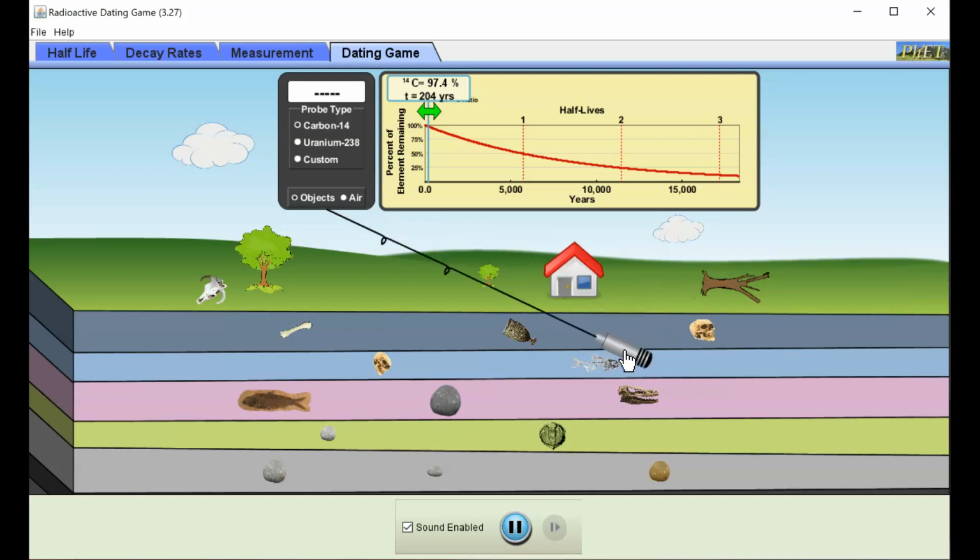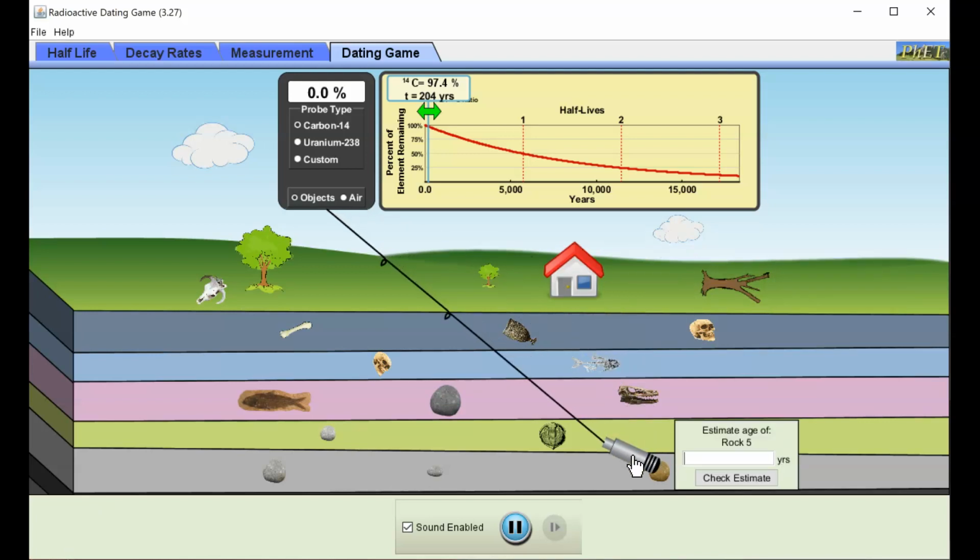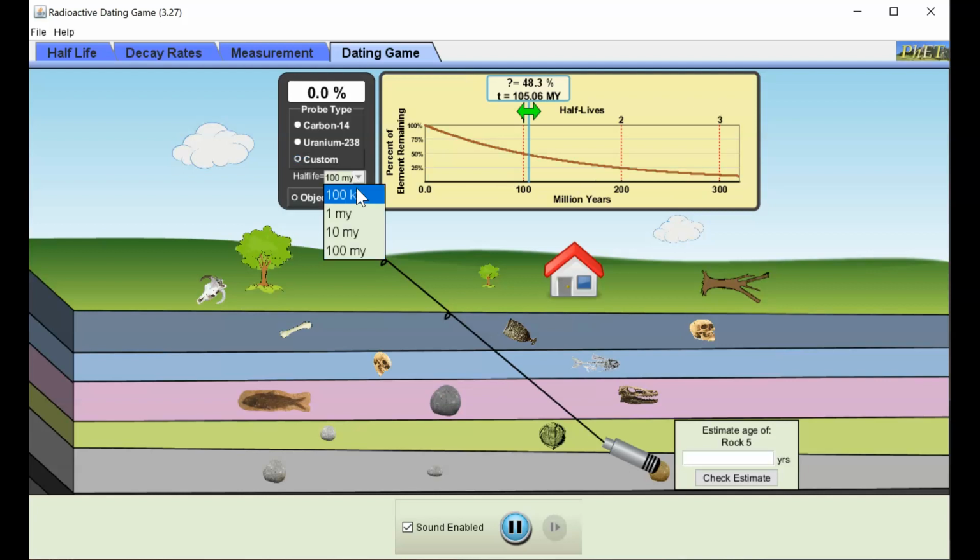If you go to measure a different object, like say I go to this rock down here, and I notice that the carbon-14 percentage is 0%, it either means that there's no carbon in that rock or that the rock is so old that all of the carbon-14 is now gone. And so that means you have to pick a different probe. You have to try uranium-238, or you can do a custom one. The custom ones don't have names, but you can select the half-life of that radioactive isotope.